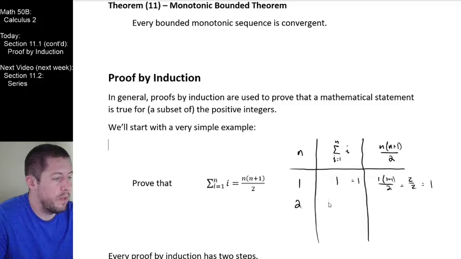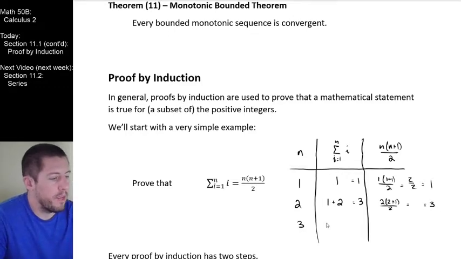Now if n is 2, then the sum of the first two integers is 1 plus 2, which is going to give me 3. For our formula over here, the upper bound is 2, so I'm going to get 2 times 2 plus 1 over 2. 2 and 2 are going to cancel here, leaving us very clearly with 3.